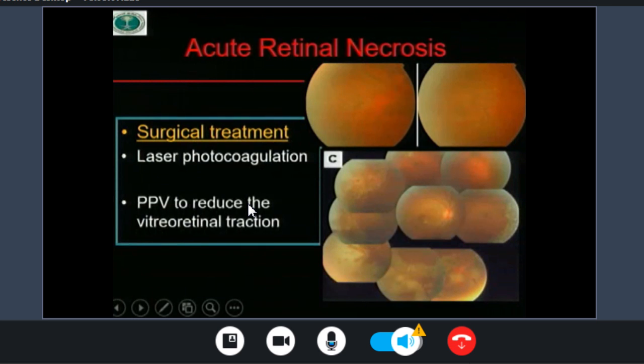and the necrotic retina. Pars plana vitrectomy could be indicated in cases where there is vitreous traction. Some surgeons do vitrectomy in the early stage so that they can prevent the possibility of retinal detachment by these vitreous tractions. But actually, it is one of the difficult situations, as the retina is necrotic, and then you have to use silicone oil as permanent tamponade in these cases.